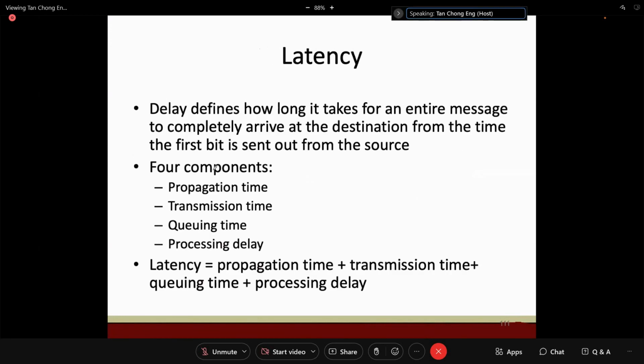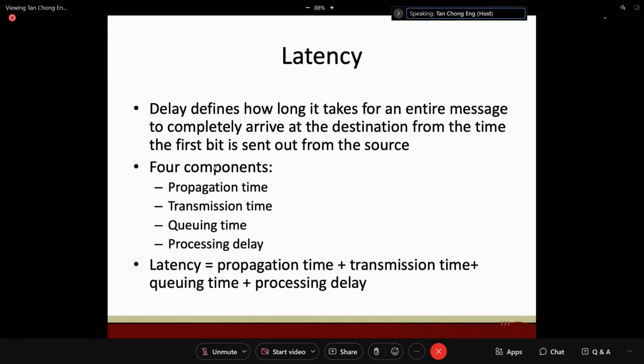Okay, latency. Latency is actually delay. What will cause a network delay is propagation time, your signal propagating over the network transmission media, and the transmission time, queuing time, and processing time. Processing delay is your microprocessor delay. You have to wait for your microprocessor to process, of course, so there is a processing delay. So you add up all the delay together. That is the latency of your network.